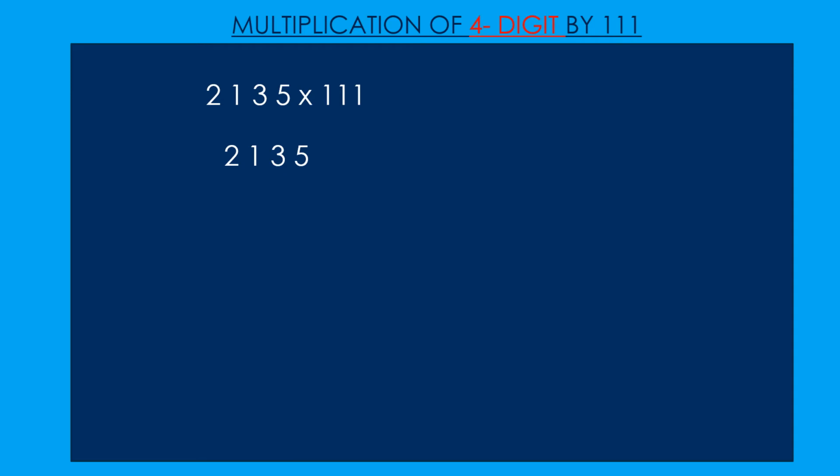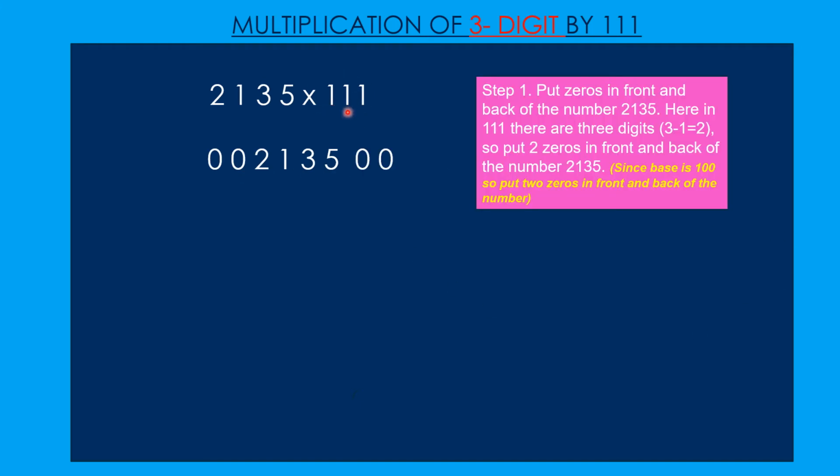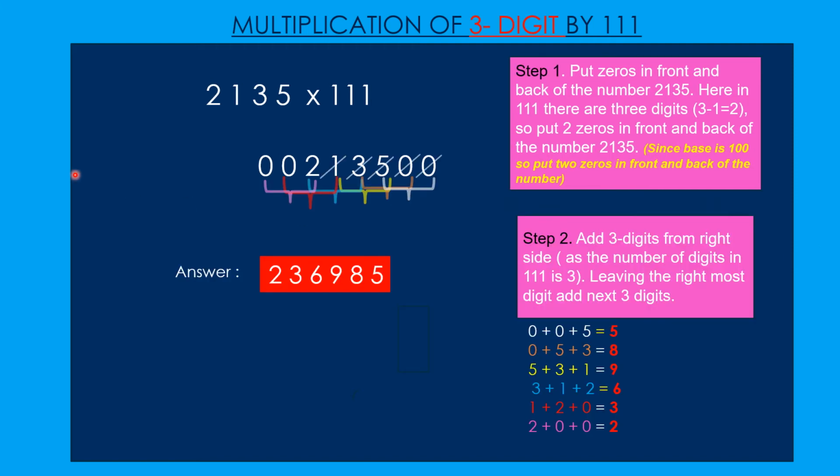So let's take an example of multiplication of a 4-digit number by 111. So here the 4-digit number is 2135 times 111. So first step, you just bring the number down. You just write down 2135, right? And then you put the number of zeros in front and at the back. So 3 digits here, 3 minus 1 is 2. So 2 zeros in the front and 2 zeros at the back. And then what you do is you add 3 digits from the right side. Alright, and then you leave the rightmost digit. So 0 plus 0 plus 5 is 5.